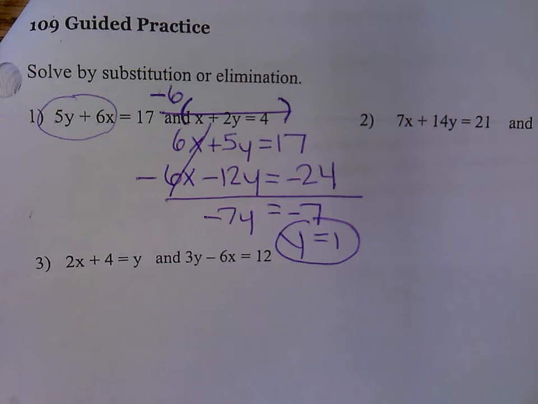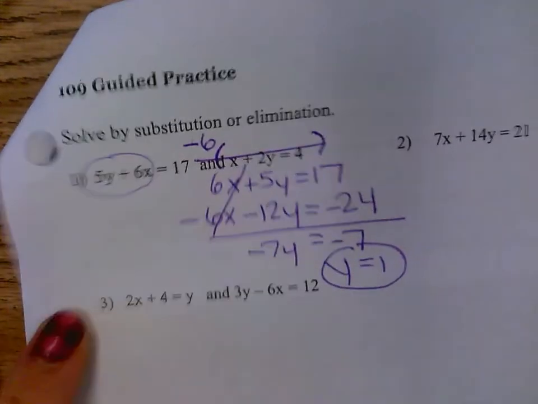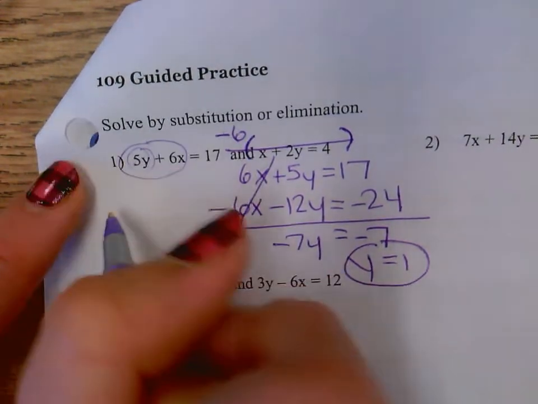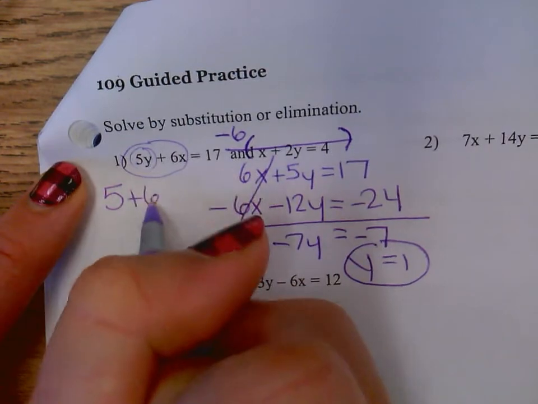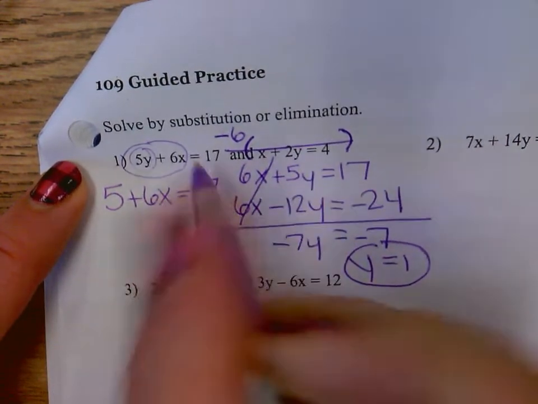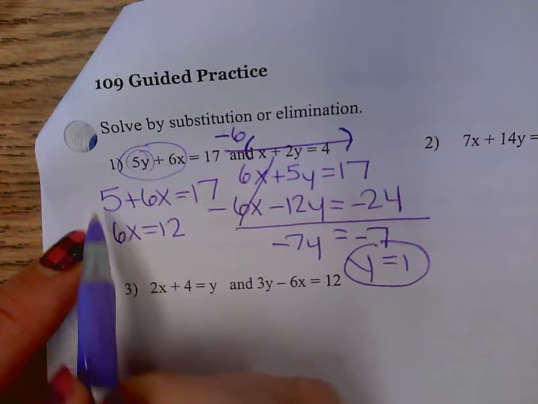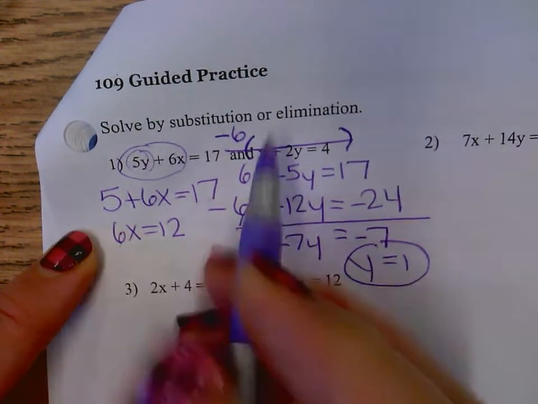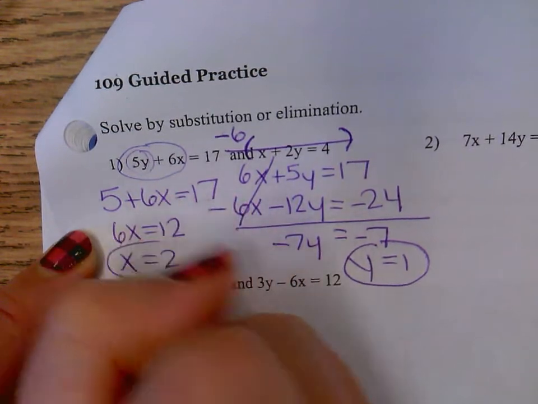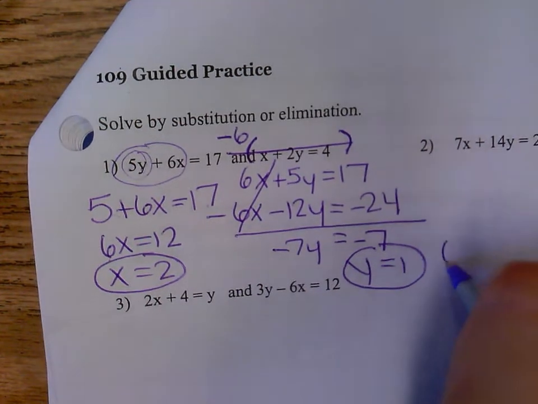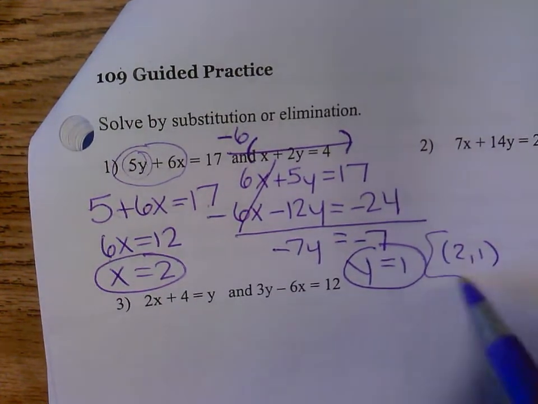All right, what do we get for our x value? So I'm going to plug the 1 in up here. So I get 5 times 1 is 5 plus 6x equals 17. So 6x would equal, it looks like 12 if I subtract the 5 to the other side. So x would have to be +2. And then it would be nice to write your answer as 2, 1 somewhere. I didn't leave a lot of room, but 2, 1 is my final answer.